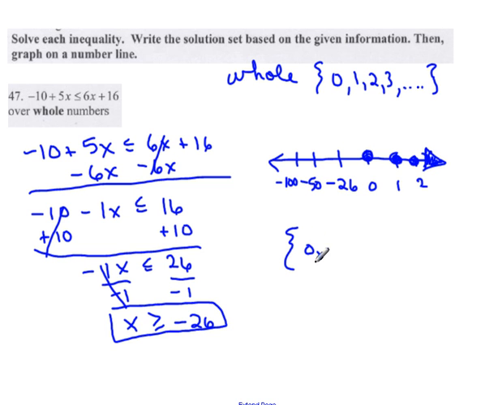So your solution set here happens to just be the entire set of whole numbers. And it does keep going and going and going in this direction because it is all of those numbers that are greater than negative 26.